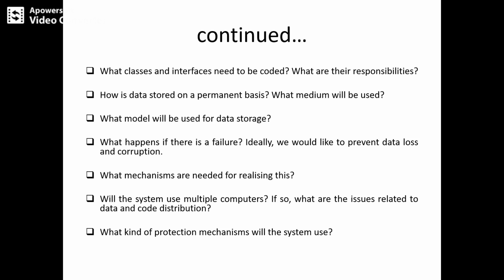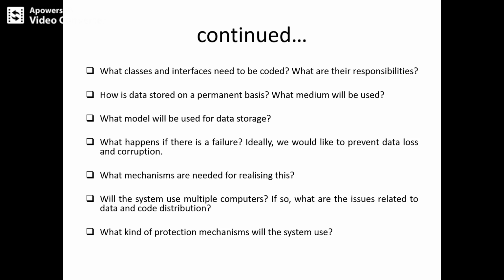What happens if there is a failure of data storage? Ideally we would like to prevent data loss and corruption, and we need to be able to correct it if it happens. We need to keep that in mind while designing the particular system. What mechanisms are needed to realize this, and how can you overcome a failure or data corruption if it occurs? That is the overall process we need to keep in mind when answering.